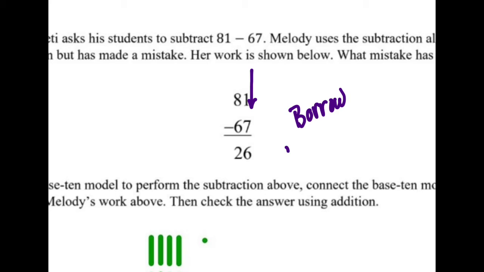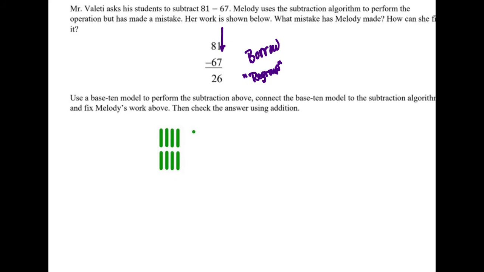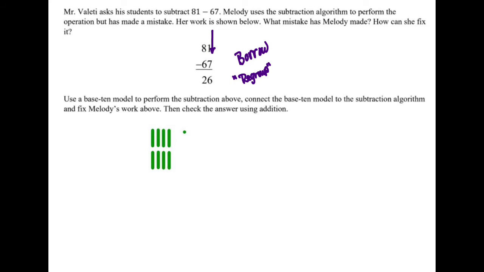Okay, you can also consider it as regrouping. Okay, let's take a look at the base 10 models we have here, and we'll show you what her mistake is, okay? So we're starting with 81. So there's 81. I need to subtract 67 from this, okay?